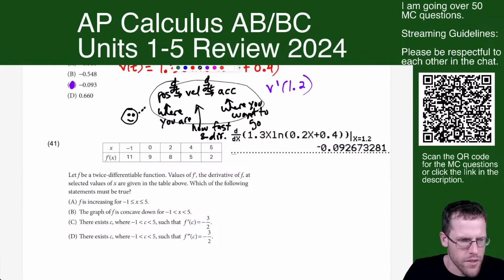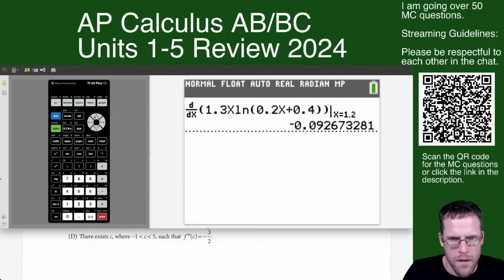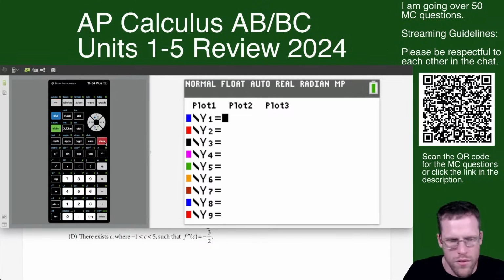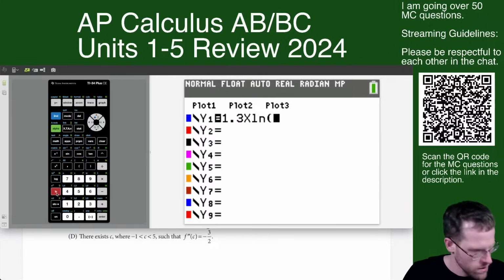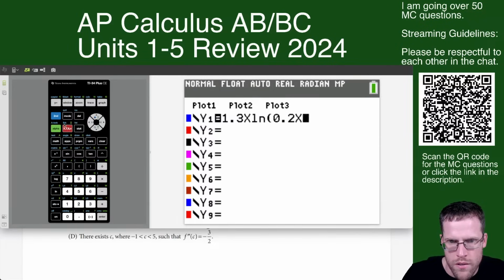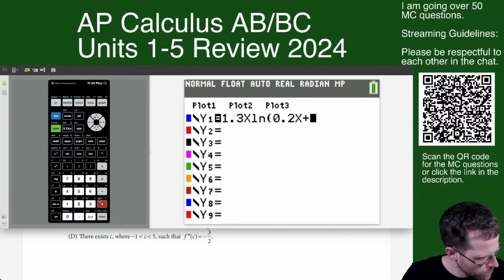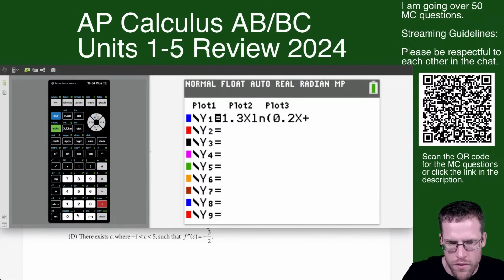Another nice option in the calculator, if you don't know this one, so I'll show another calculator thing because I got to make this review as comprehensive as possible. I go to y equals, and let's say I type in that same function, 1.3 t ln, but we're going to use x, and 0.2 t plus 0.4. I'm just referring to my paper so I don't have to keep flipping back and forth. All right, that was our function.